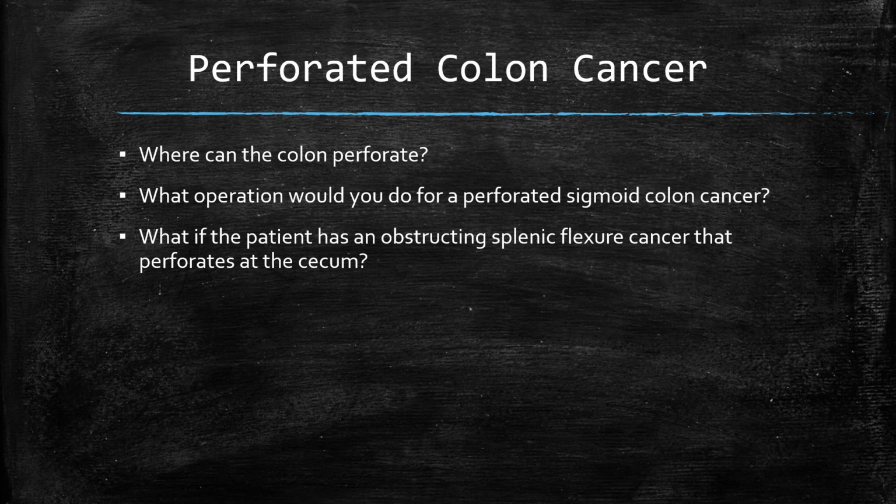If the patient perforates at the cecum and let's say has an obstructing splenic flexure cancer, then an extended right hemicolectomy would be a very good choice in this situation. If the patient were stable, you could do a primary anastomosis. If the patient is unstable, then an end ileostomy with mucus fistula would be indicated.